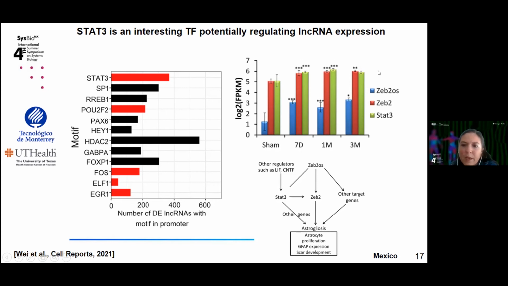So this makes these candidates even better, and it gives us some confidence in our hypothesis. This is our working model: STAT3 could be regulating CEB2OS and CEB2. There is also binding of STAT3 to CEB2, which we validated with ChIP-seq of STAT3. And CEB2OS could itself be regulating CEB2, and this acts on astrocyte proliferation and scar development.